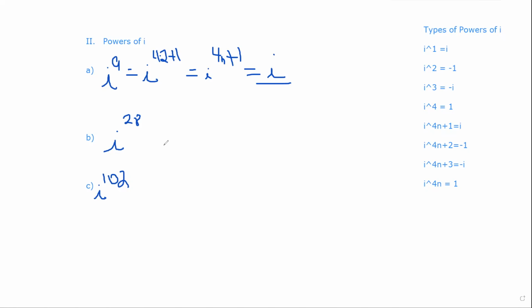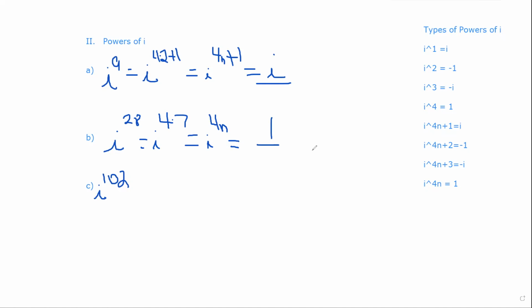All right, so let's try B model. i to the 28. So here, again, applying 4, we know 4 times 7 equals 28. So therefore, we realize here, what is the pattern? The 7 is an n. So we just have 4n. What's the computation for i to the 4n? The i raised to the 4n is 1. So our final answer here is simply 1.